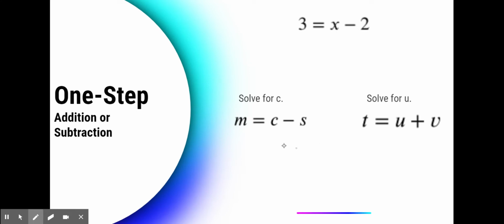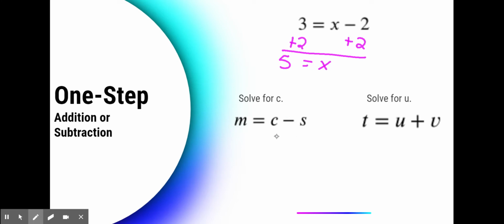So let's look at examples using addition or subtraction. So let's go back to 6th grade. We've got 3 equals x minus 2, and let's say we wanted to solve this. Okay, well, we look at this minus 2, we're trying to isolate x. So the inverse operation to subtraction is addition. We would add 2 to both sides, and we would get x is 5. Okay, we're going to use the same idea on these literal equations.